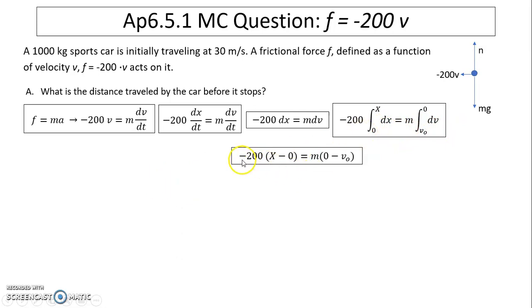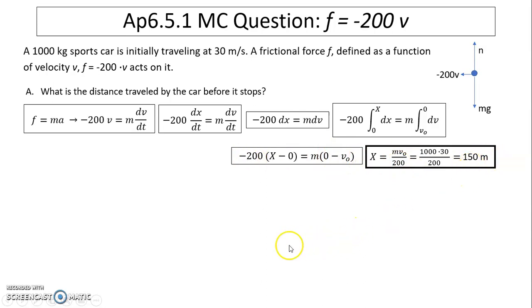On the left side, we will have negative 200, the top minus the bottom, big X minus 0. On the right side, we have m, that is 1,000 kilograms, and top value minus bottom value, which is 0 minus V naught. V naught is 30 meters per second. We proceed to solve for x. So x is just m times V naught divided by 200, because negative and negative cancel. You will get 150 meters.